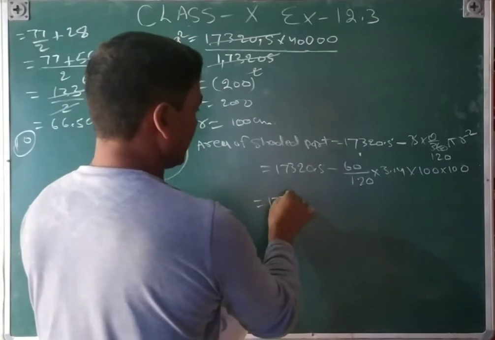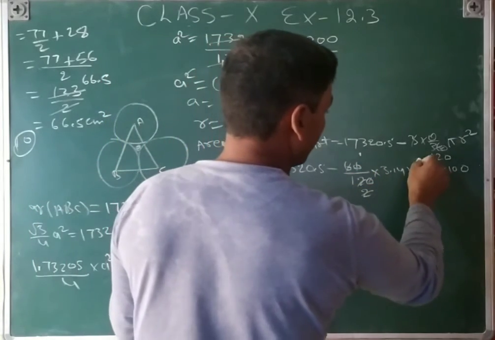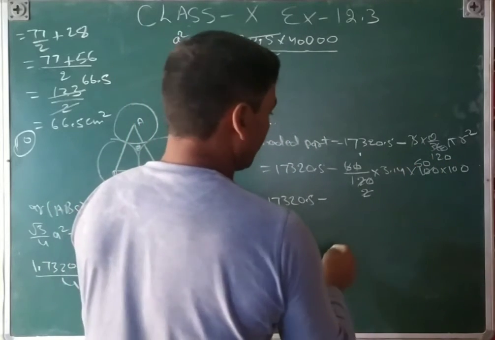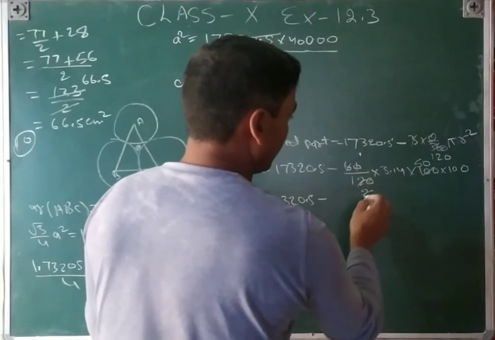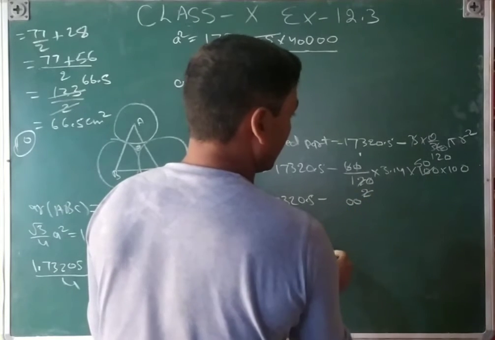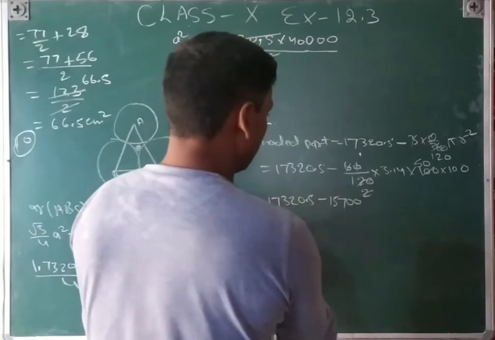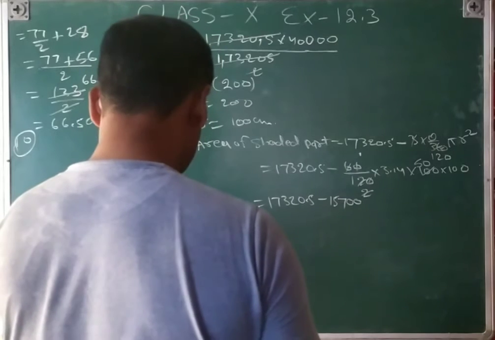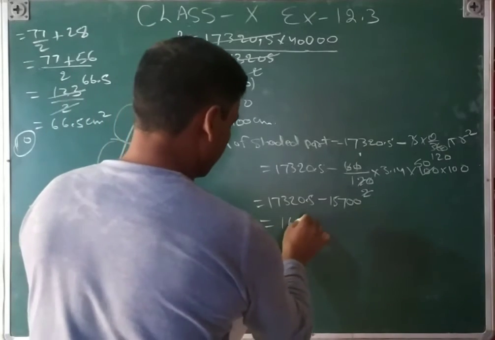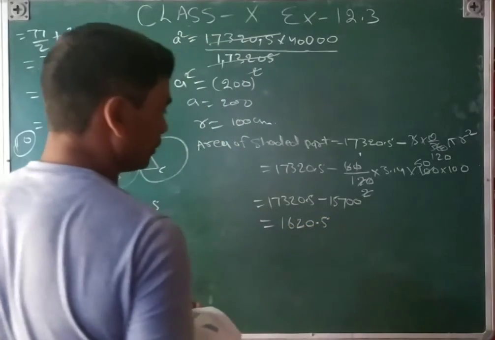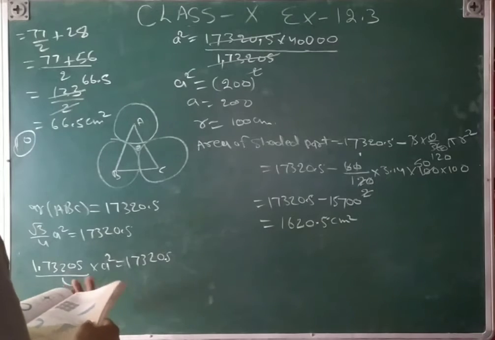So 1732.05 minus 62.8, 25.0, and by subtraction of these, that will be 1620.05 centimeter square.